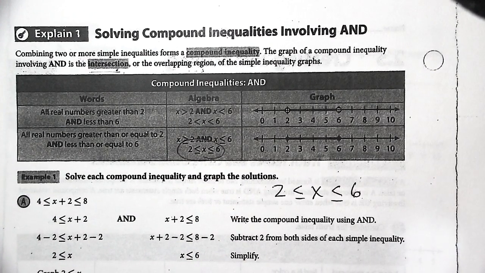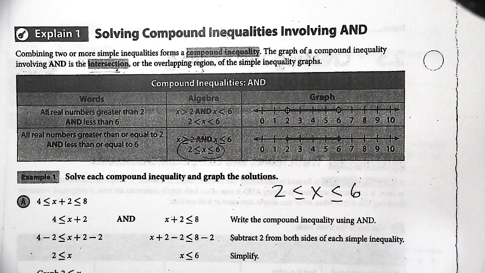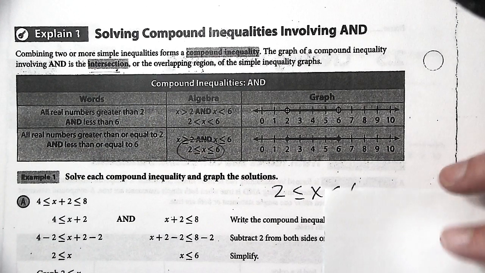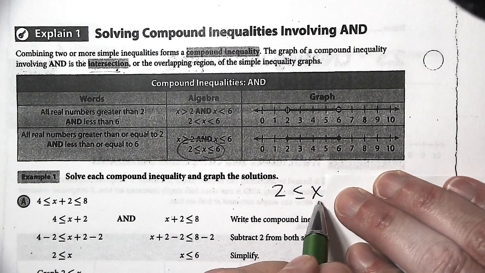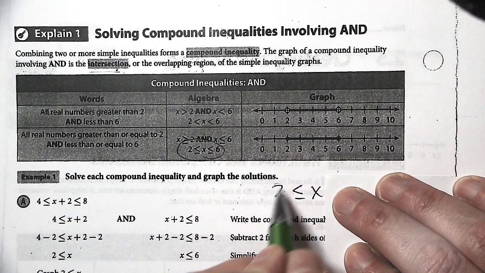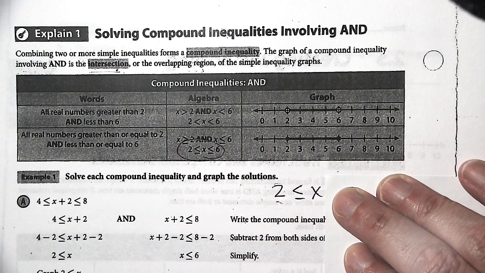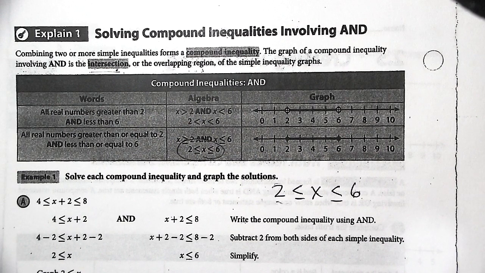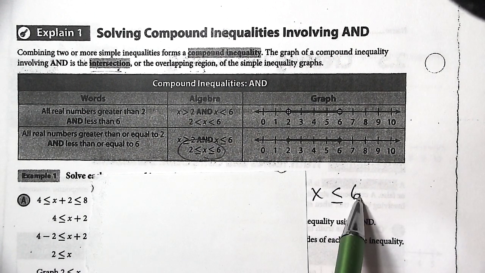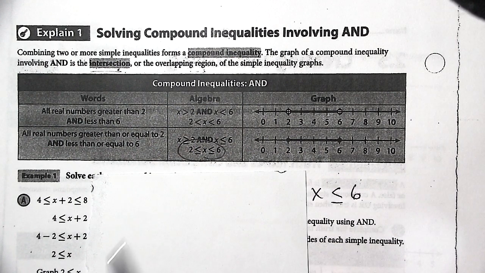One of the reasons I like to talk about it before I start is so that you can understand what makes it a compound inequality. Right here, if you'll notice, this is actually an inequality: x is greater than or equal to 2, written backwards. The other part of the compound inequality is this: x is less than or equal to 6. So there are two parts to it.